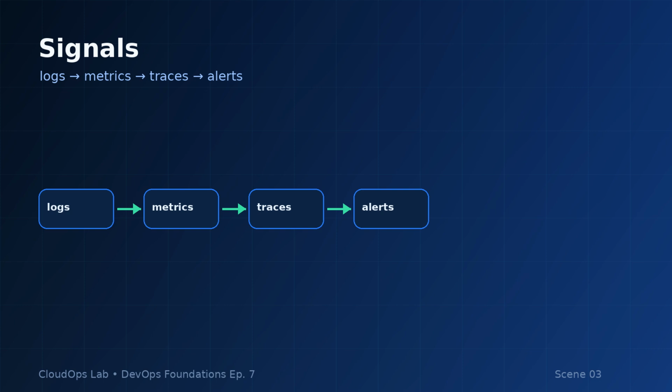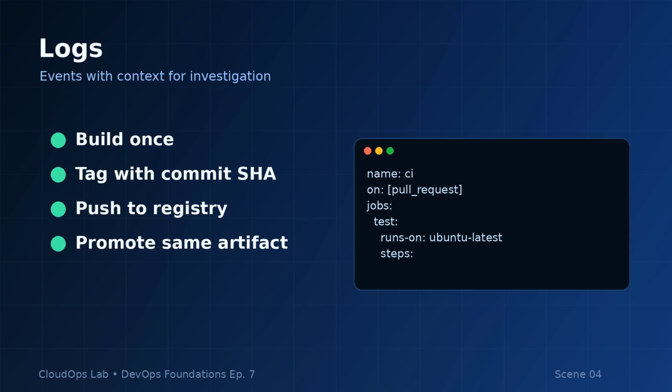Concept 3. Traces. Traces follow a request as it moves through services. They're especially useful in microservices because one user request may pass through several systems. Concept 4. Alerts. An alert should point to something actionable. Alerting on every small warning creates noise. Alert on customer impact, failing health checks, high error rates, or exhausted resources.